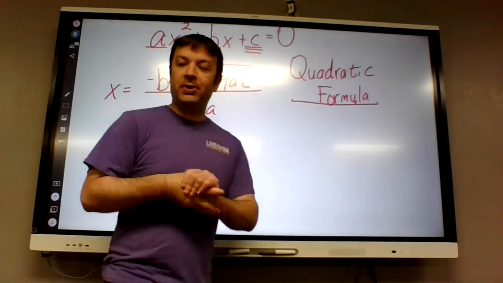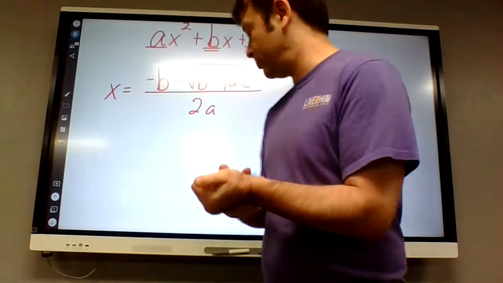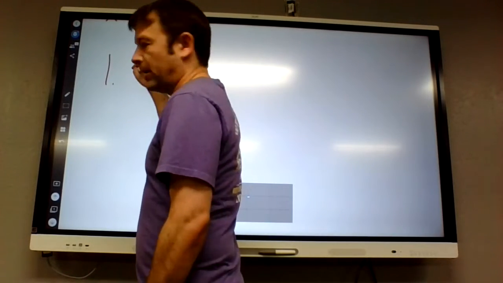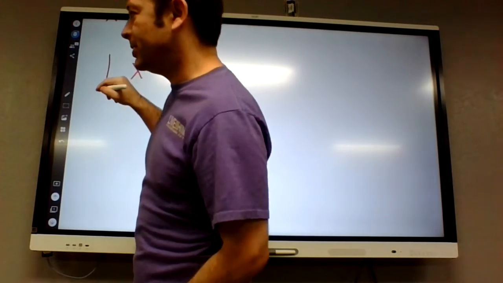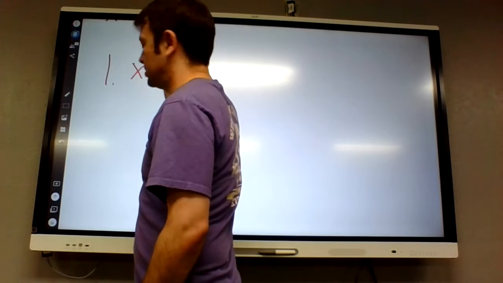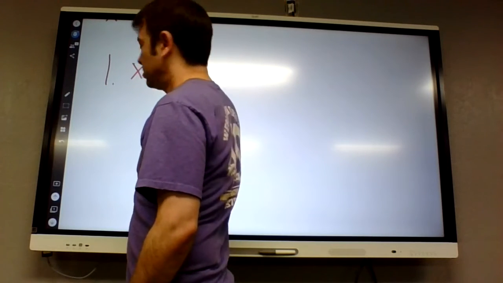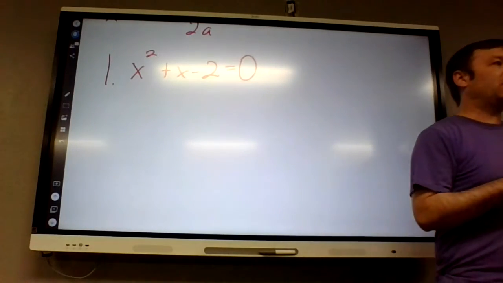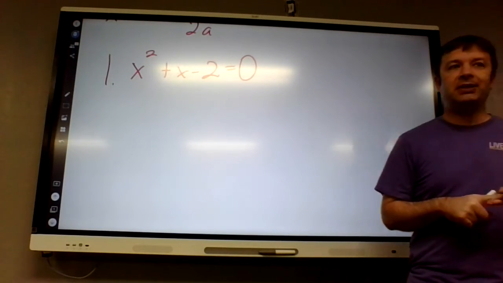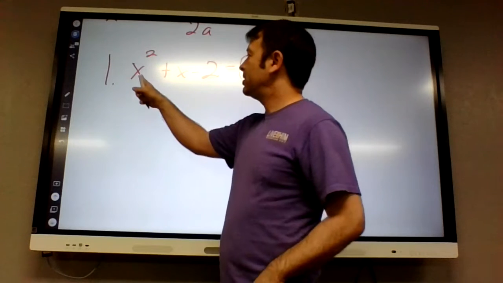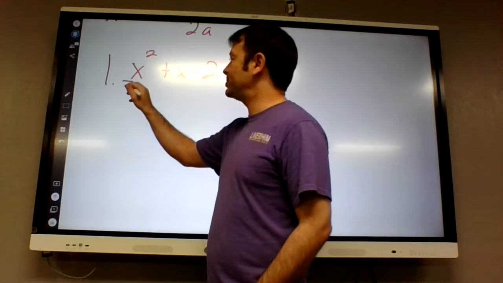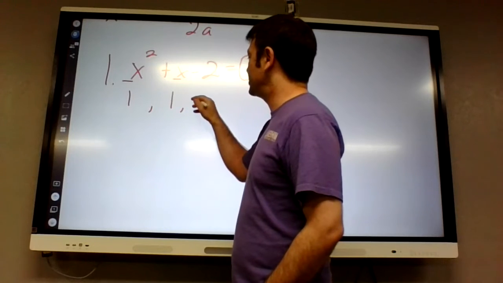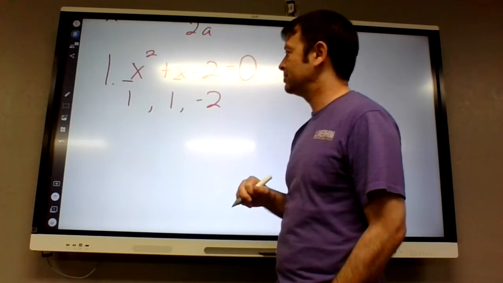Okay, anyways, we're going to just learn by doing, so that means number one. Am I on the right page? So you start off by saying what A, B, and C are. A is 1. If there's an invisible number, that's a 1. So A is 1, B is 1, and C is negative 2.